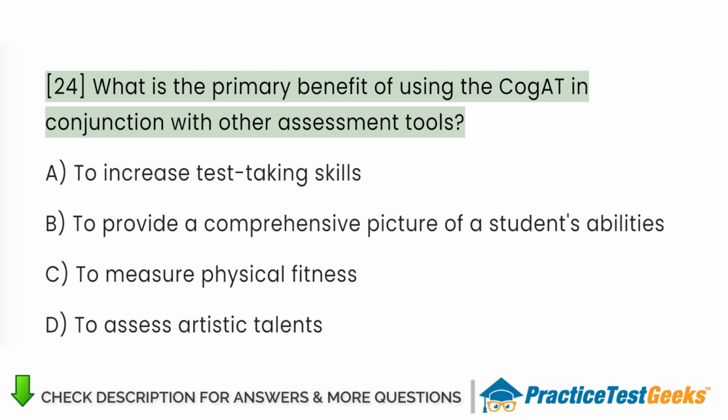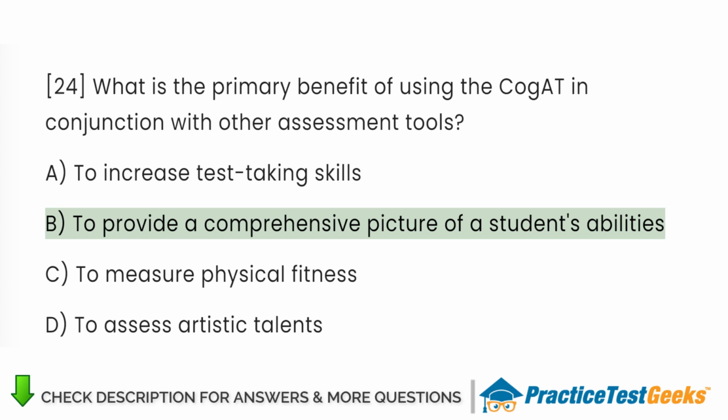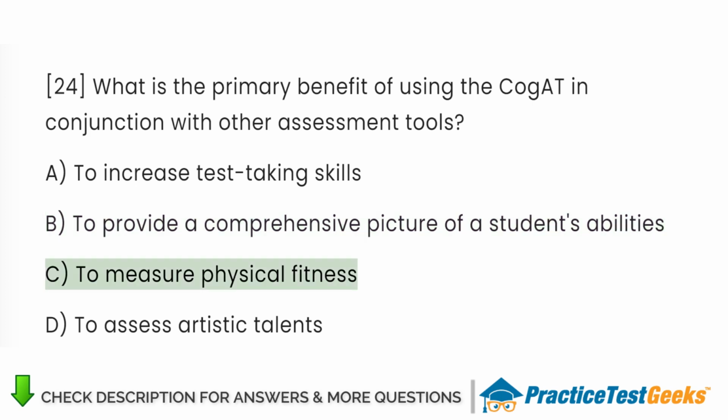What is the primary benefit of using the CogAT in conjunction with other assessment tools? A. To increase test-taking skills. B. To provide a comprehensive picture of a student's abilities. C. To measure physical fitness. D. To assess artistic talents.